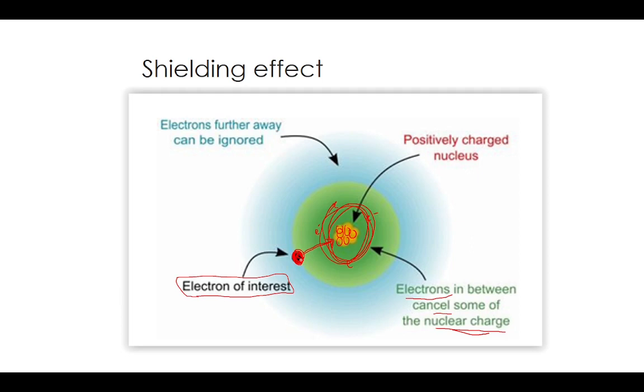So we expect the electron to be at this position, but because the inner electron shields the nuclear charge, maybe the electron is not at this position. It may be here, at this side. Why? Because it experiences a lower attractive force. Why does it have lower attractive force? Because the inner electron cancels some of the nuclear charge. That is about shielding effect.